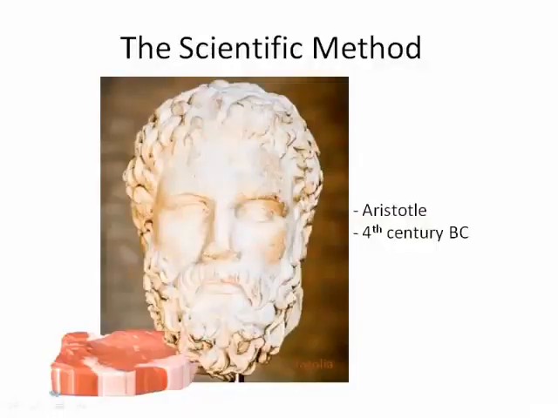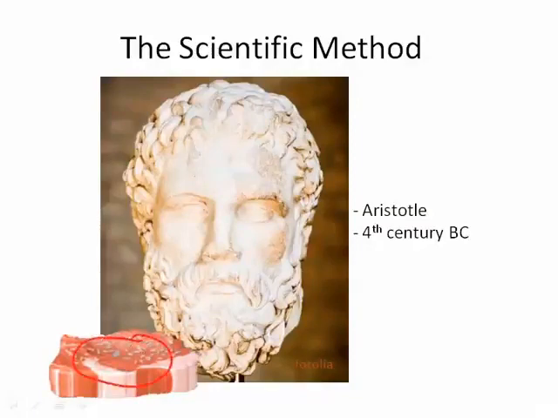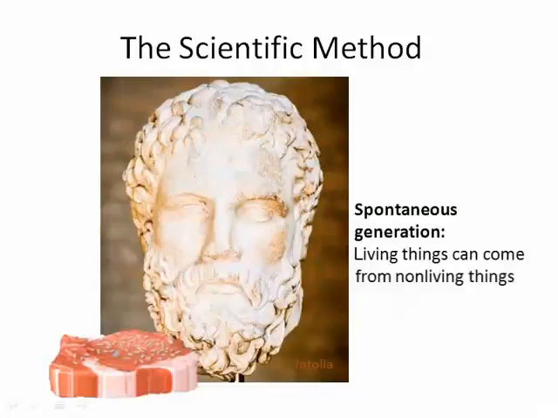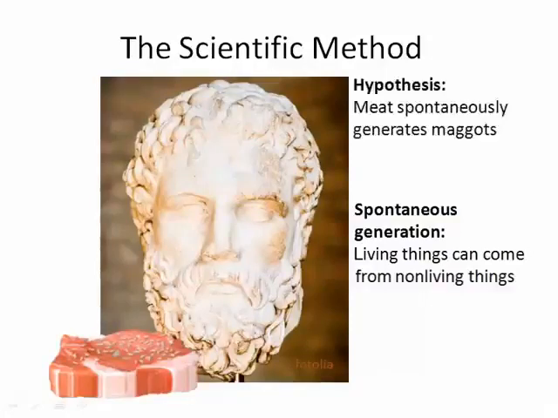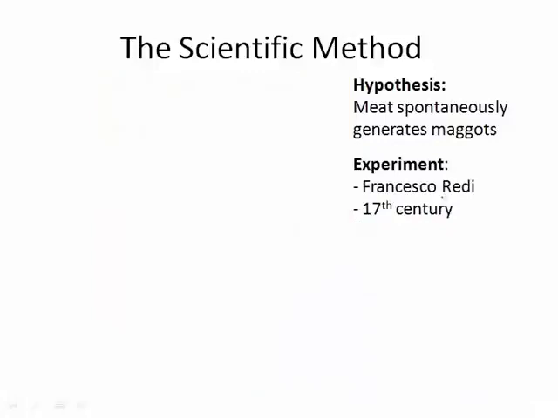Aristotle in the 4th century BC observed that maggots appeared on meat left in the air. He hypothesized that spontaneous generation explained this observation. Spontaneous generation is the idea that living things can come from non-living things. The hypothesis can be stated as, meat spontaneously generates maggots. Aristotle didn't perform experiments to test his hypothesis, but in the late 17th century AD, Francesco Redi did.